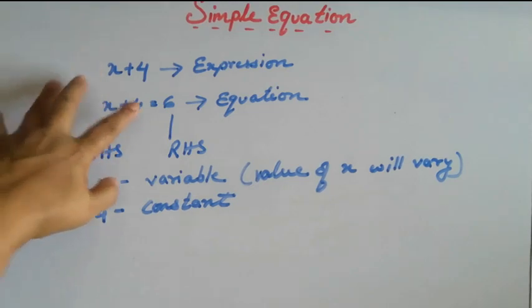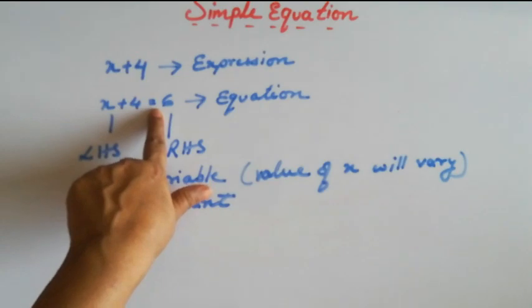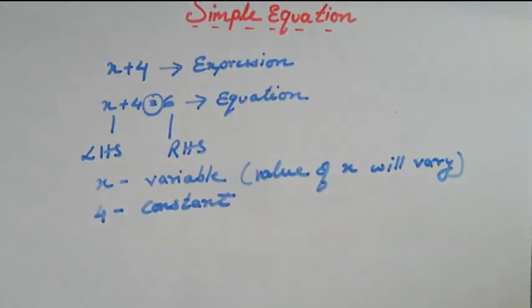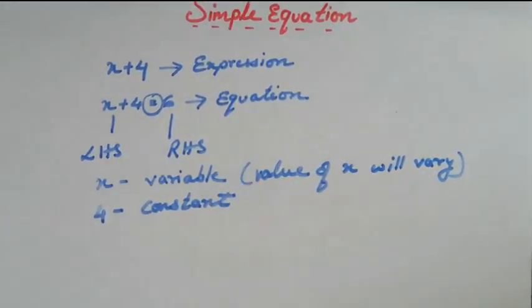X plus 4 equal to 6 becomes an equation because between these two expressions we are putting the equal sign. That means in an equation the equal sign is very important. This is the left hand side, this is the right hand side. X is the variable and 4 is the constant.